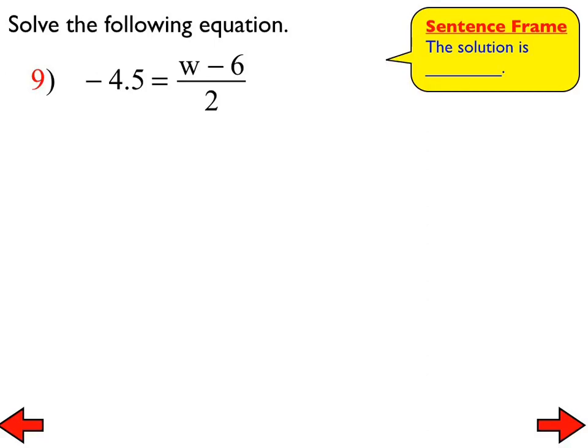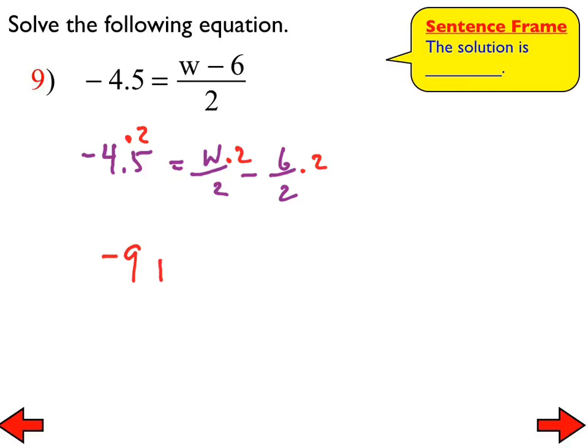Same idea. You want to first of all think of the right-hand side as w over 2 minus 6 over 2. Okay? Now, some of you didn't even realize that 6 over 2 is what? It's 3. Now, if you didn't, it's not a big deal. The common denominator is 2, so we're going to multiply everything by 2. And so negative 4.5 times 2 is negative 9. Didn't mean to write that.